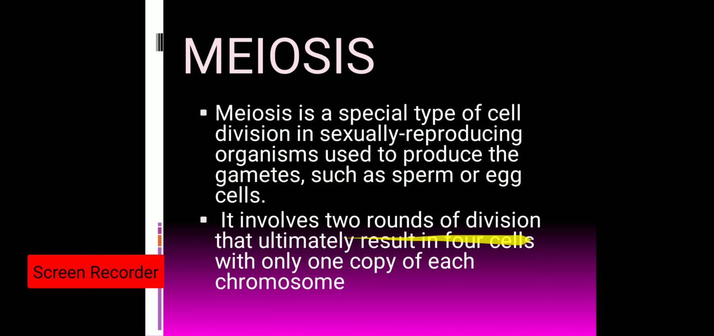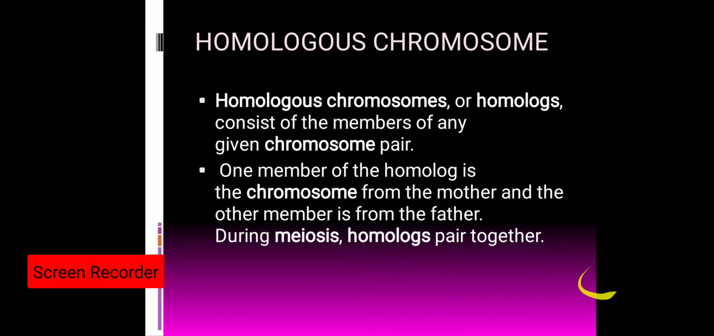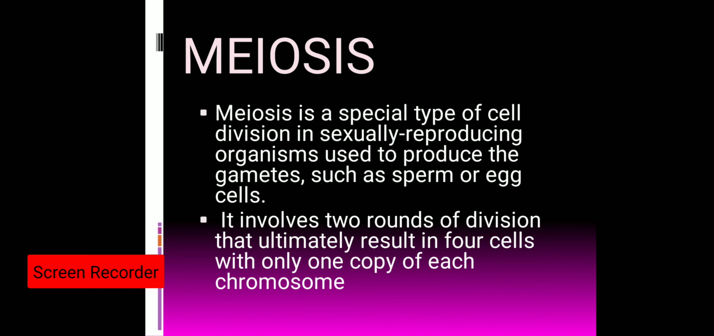It involves 2 rounds of division that ultimately result in 4 cells with only one of each chromosome. So there will be meiosis 1 and meiosis 2, and from one parent cell we will get 4 daughter cells, and these 4 daughter cells will have half the set of chromosomes as compared to the parent cell.